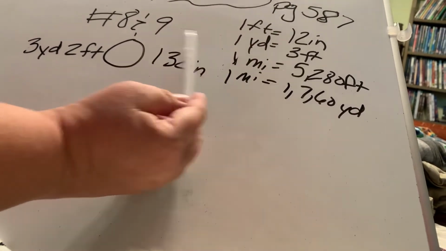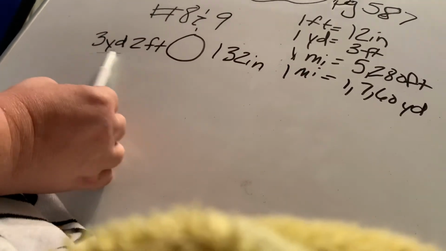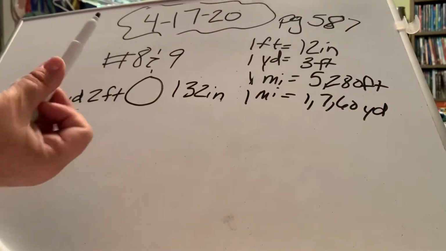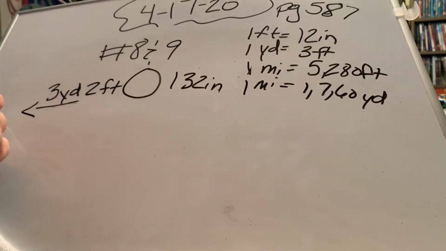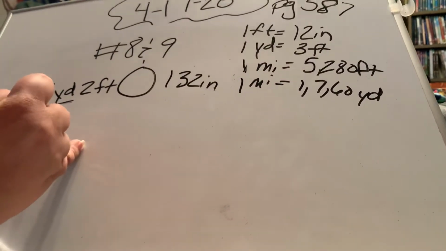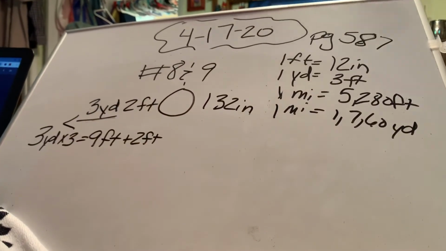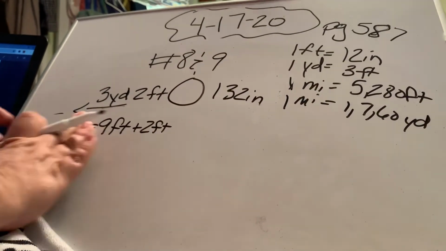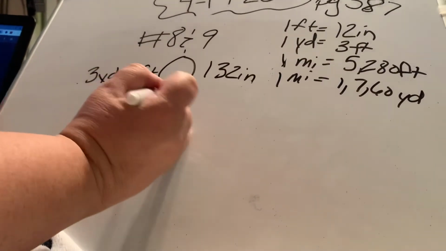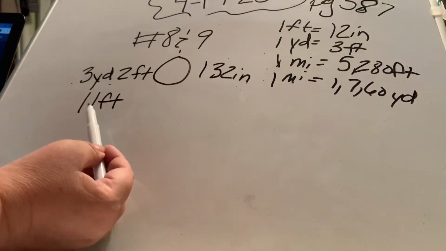So the first thing I'm going to do is I'm going to change these yards to feet, okay? How do I do that? How do I change yards to feet? Okay, well, for every 1 yard, that's 3 feet. So I'm going to come over here and say 3 yards times 3 gives me 9 feet plus 2 more feet, right? Okay, 9 feet plus 2 more feet. So far in feet, this would be 11 feet, okay? So we've changed it from yards so that everything is in feet, okay?